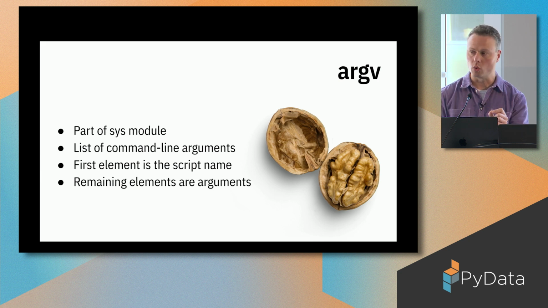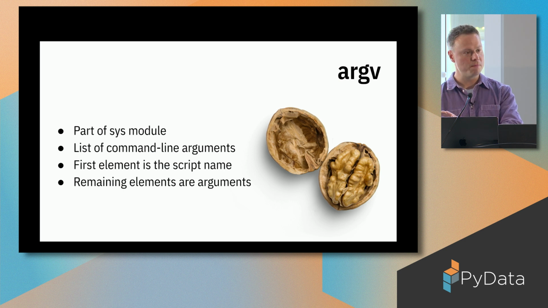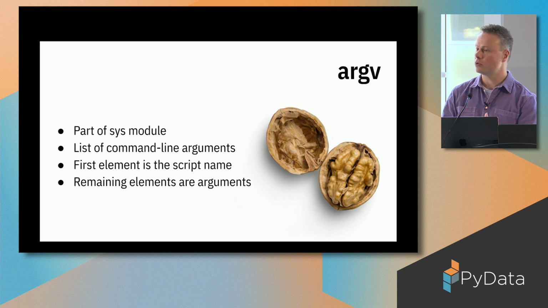But if you're creating a tool that needs 0, 1, or 2 arguments, then I would say that's fine. If this tool is for your purposes only, and I would say that's 99% of the tools that I expect you to create, then it's fine to use argv. Yeah, so the first element is the script name, and the remaining elements are arguments.